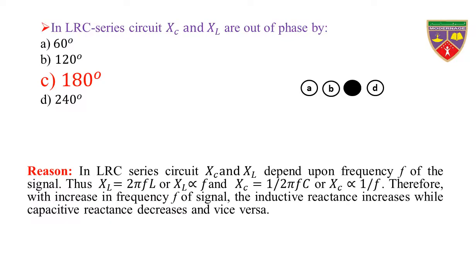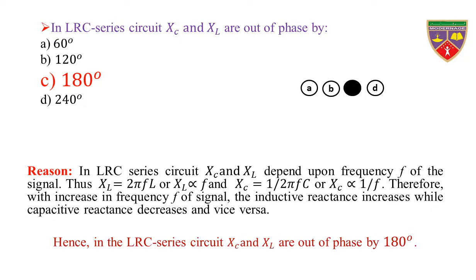Reason: in LRC series circuit, XC and XL depend upon frequency F of the signal. Thus, XL is equal to 2 pi FL, XL is proportional to F, and XC is equal to 1 by 2 pi FC, XC is inversely proportional to F. Therefore, with increase in frequency F of signal, the inductive reactance increases while capacitive reactance decreases and vice versa. Hence, in the LRC series circuit, XC and XL are out of phase by 180 degree.